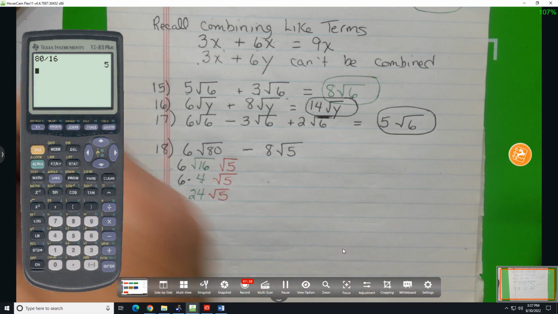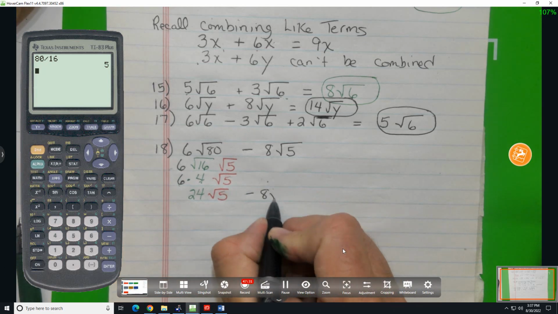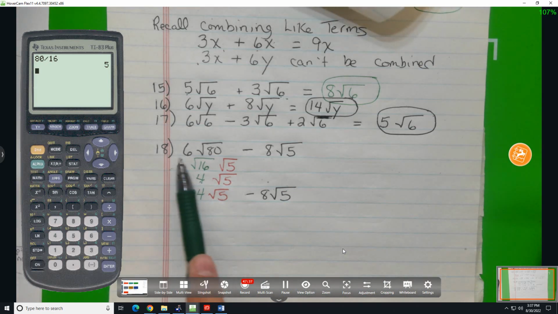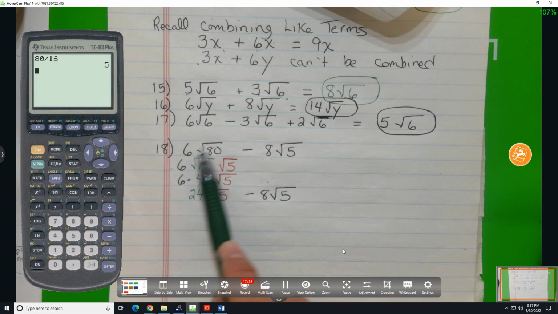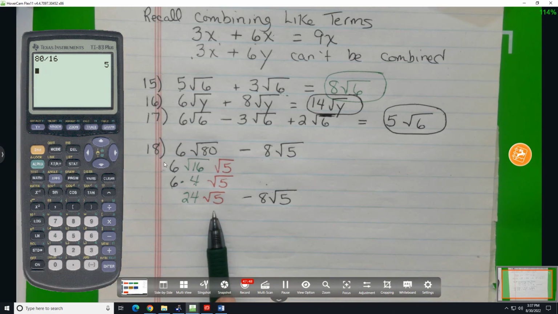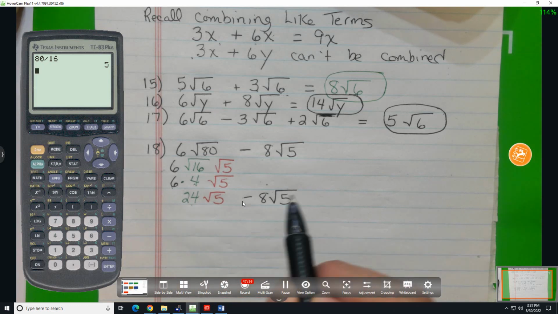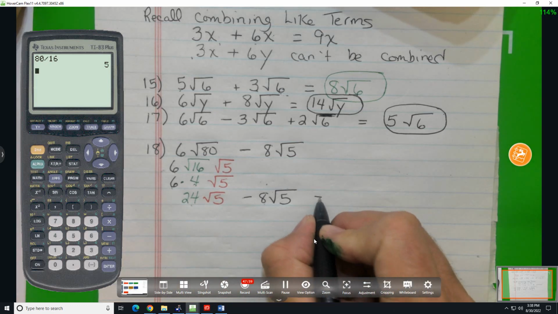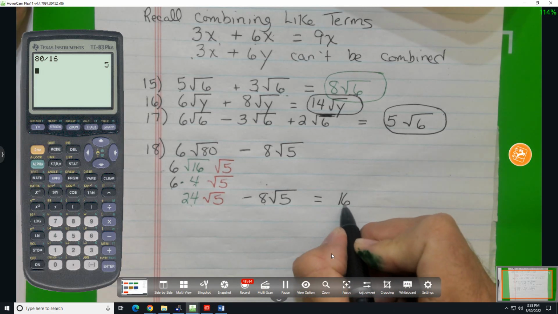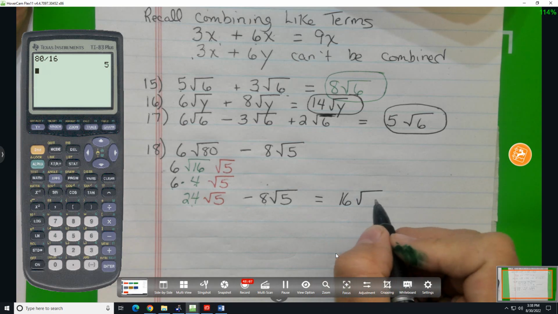Minus 8 square root of 5. Is this something we can now simplify, or subtract? You see how we rewrote the 6 square root of 80 as 24 square root of 5. Are there any questions on how I did that? This part right here is the important part, because now all I'm going to do is 24 minus 8. Is that going to be 16? 16 square root of 5?